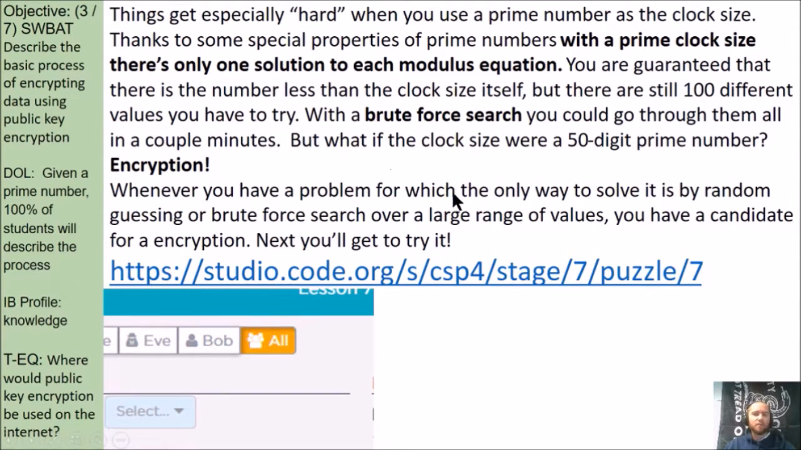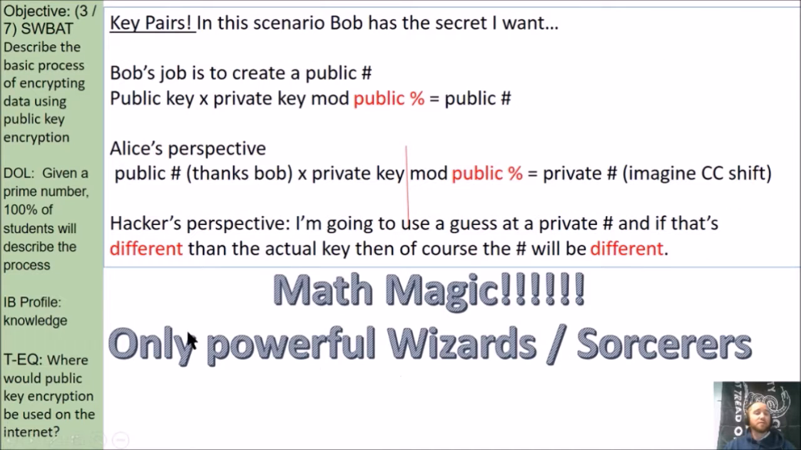Whenever you have a problem for which the only way to solve it is randomly guessing or brute force search over a large range of values, you have a candidate for encryption. So this is where things get really tricky. I try to come up with this outline, especially for you math types out there. Maybe if I explain this in the sense of balancing an equation, you might feel a little bit more comfortable with what's going on. So before we go to that widget, let me just explain what you're about to see.